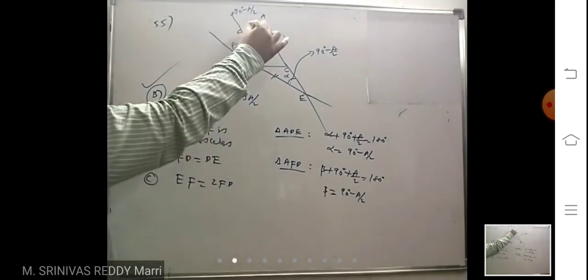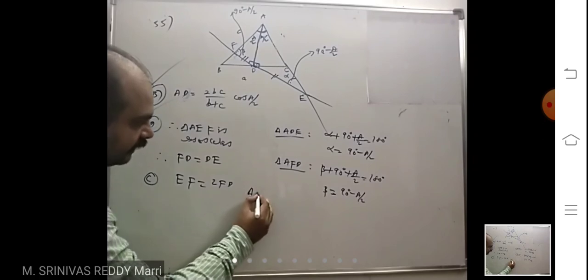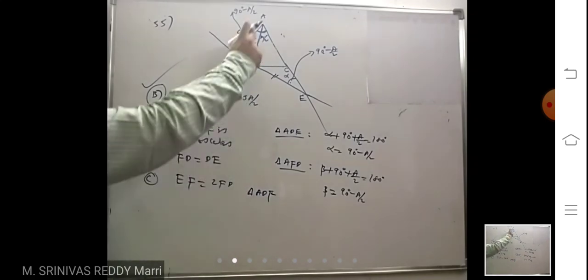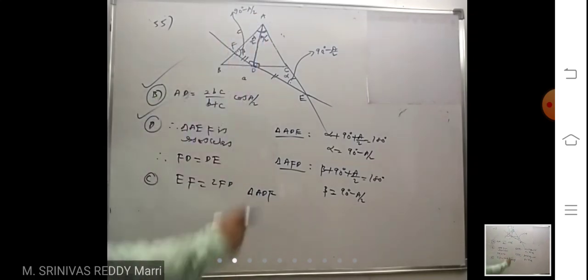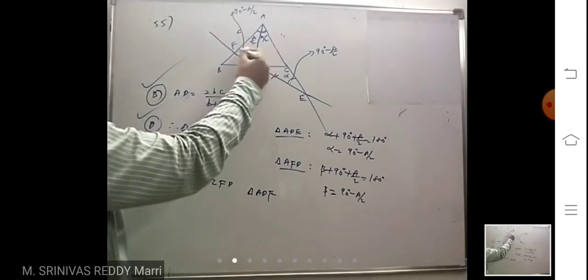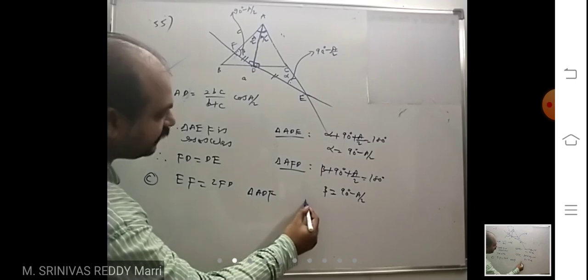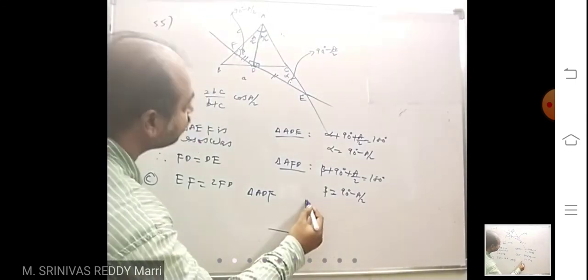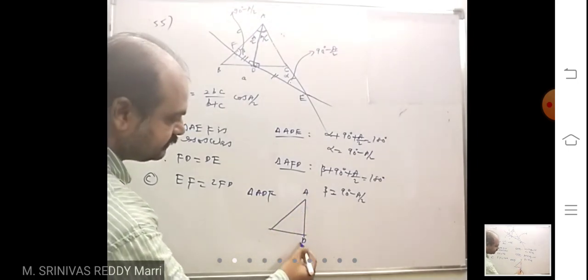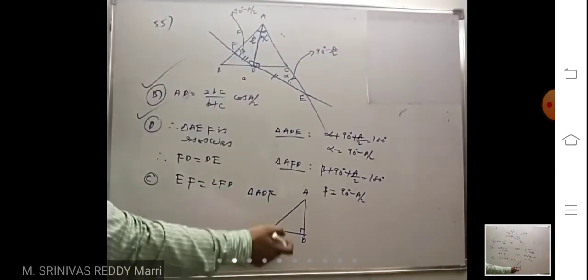Look here. Take the triangle ADF. Triangle ADF is a right angle triangle. In that you know AD. Now I am drawing this right angle triangle like this. This is A, this is D, this is F, and this is the right angle. This is the triangle I have drawn here.